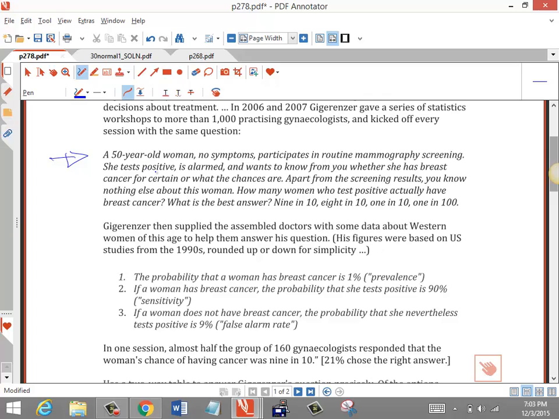So remember, a woman was just told that she tested positive on a mammogram. She is alarmed and wants to know from you whether she has breast cancer for certain, or what the chances are. What are the chances that someone who's been told they tested positive actually has breast cancer?